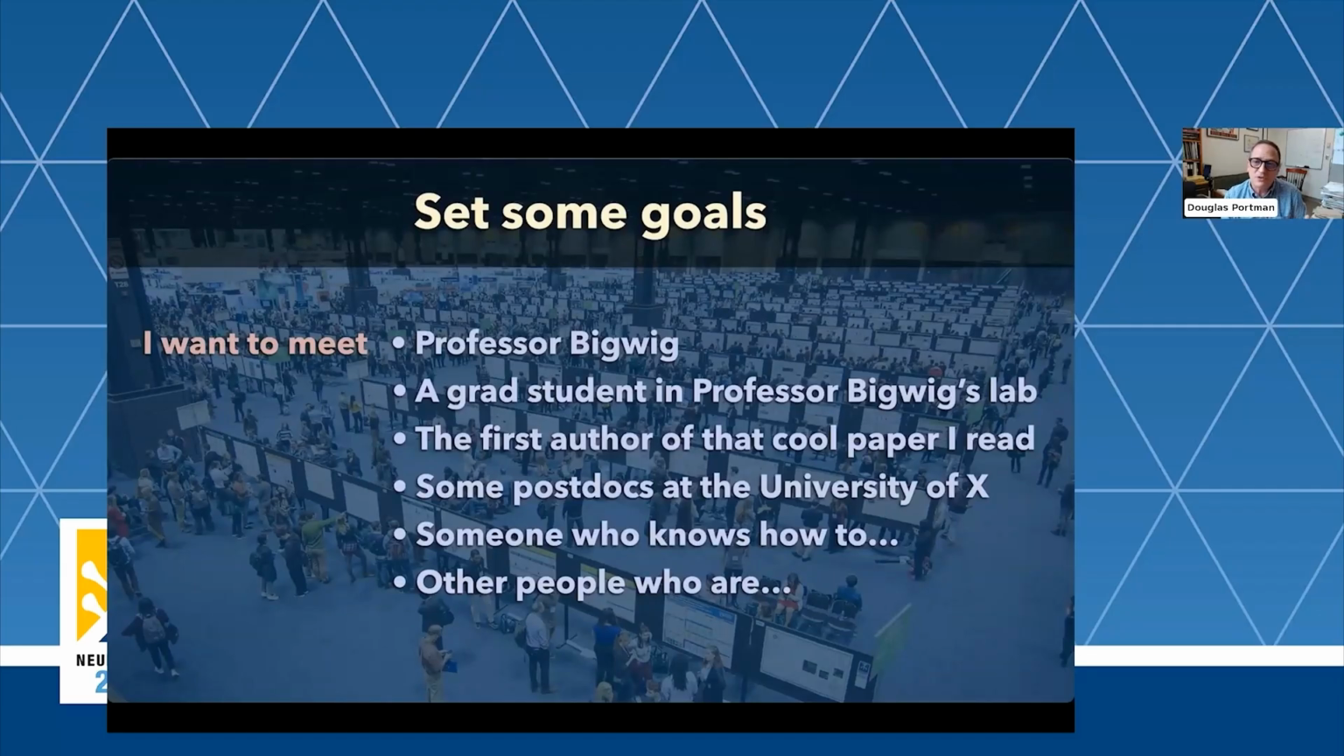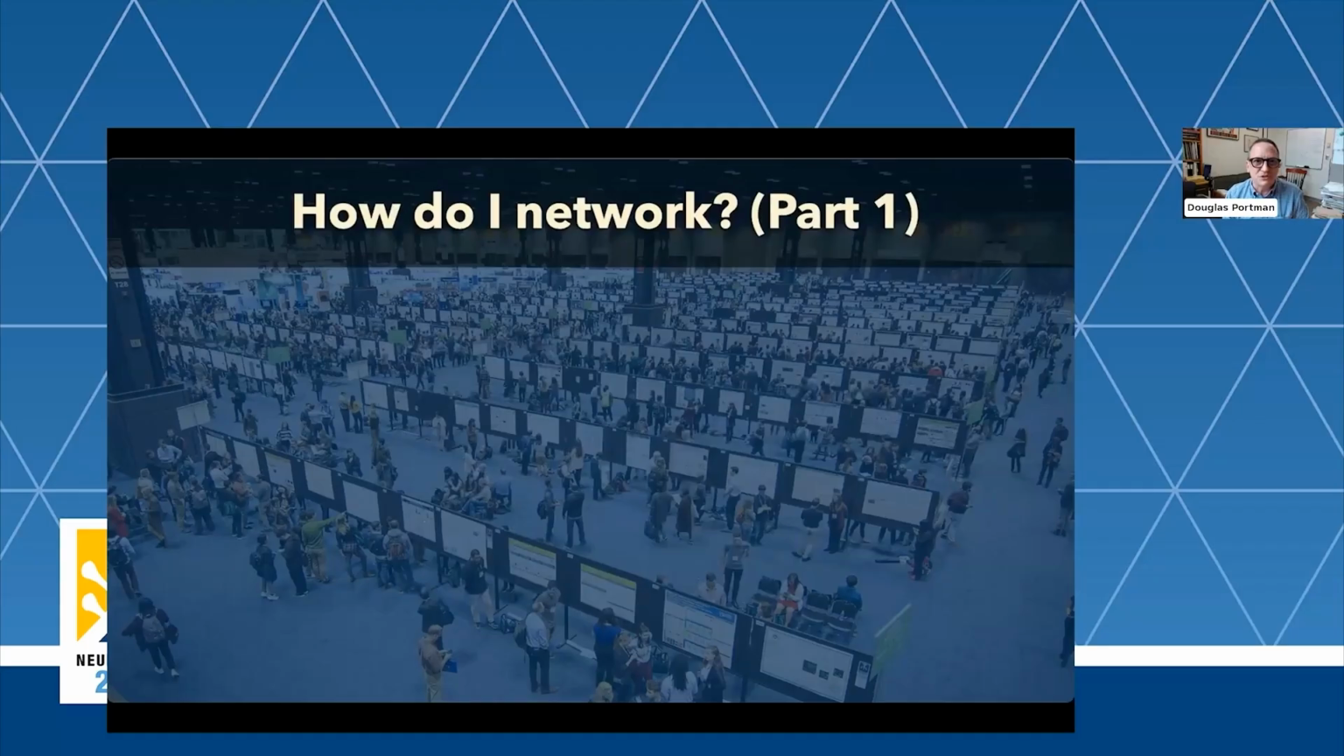Or maybe you're thinking more about personal affinity groups. Maybe you want to meet other neuroscientists from Pakistan, or you want to meet students who are first-generation college students like you, or first people in their family to go to grad school. Maybe you want to meet other people in the LGBTQ community, right? There are lots of opportunities to connect with all kinds of different people. And I think setting some goals in advance can help you ground yourself and check off some boxes when you accomplish those things. So how do you do those things?